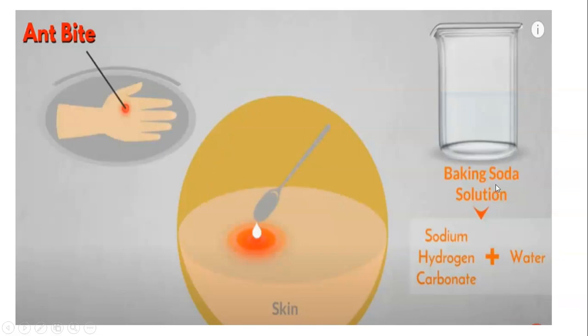Here we use baking soda plus water. We make a paste of this base called sodium hydrogen carbonate. It is a chemical name, or the base we can say. We make a paste of this base along with the water and we apply it on our skin where we are feeling pain and irritation from the ant bite.